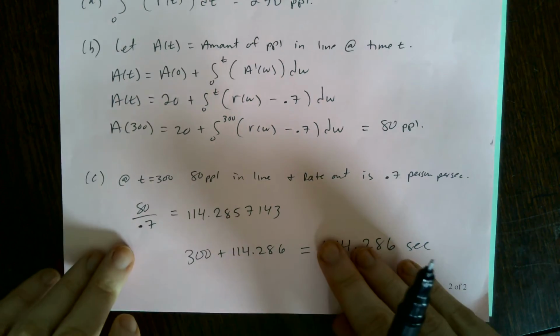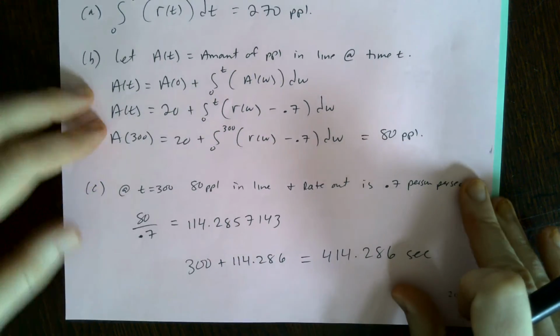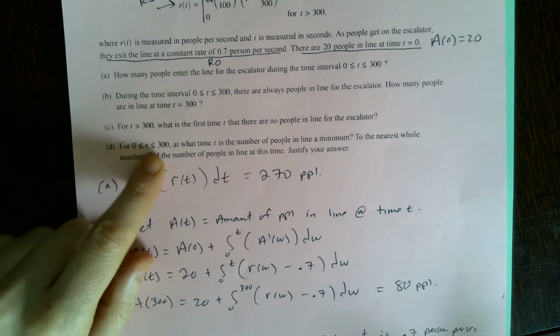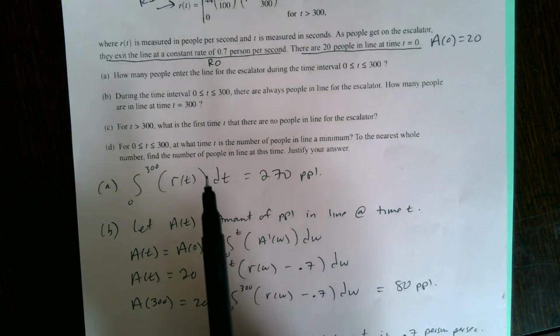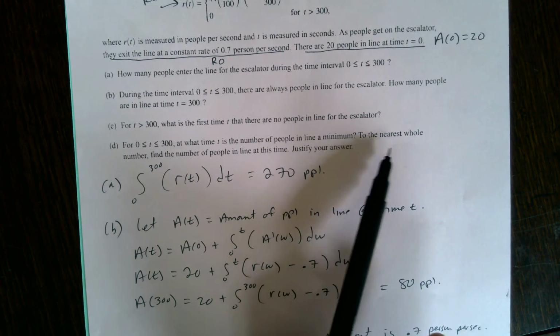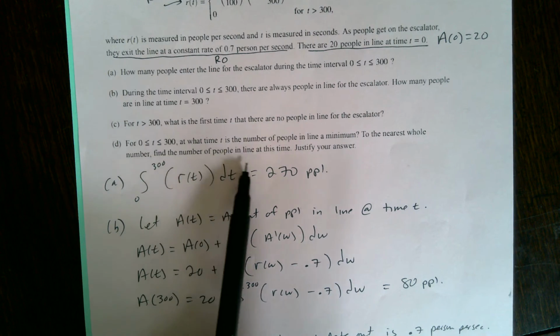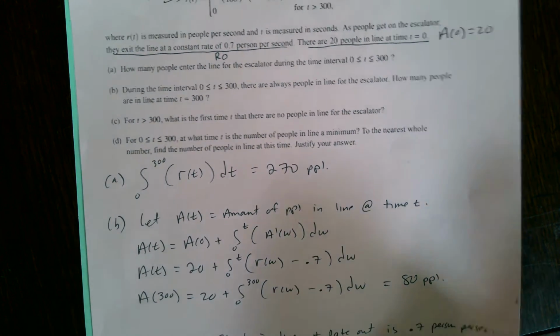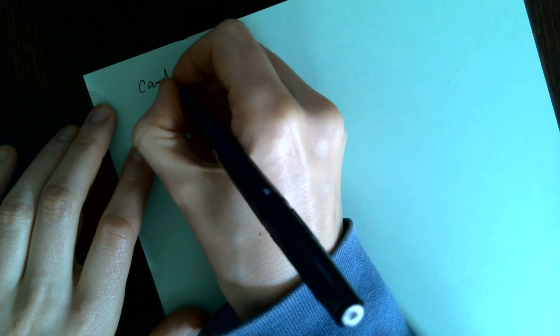Okay, now the very last one. This is going to involve the candidates test. So for this time interval, 0 to 300 seconds, at what time t is the number of people in line a minimum? To the nearest whole number, find the number of people in line at this time, justify your answer. Guys, we're going to need the candidates test. Okay, so candidates. This is part D.